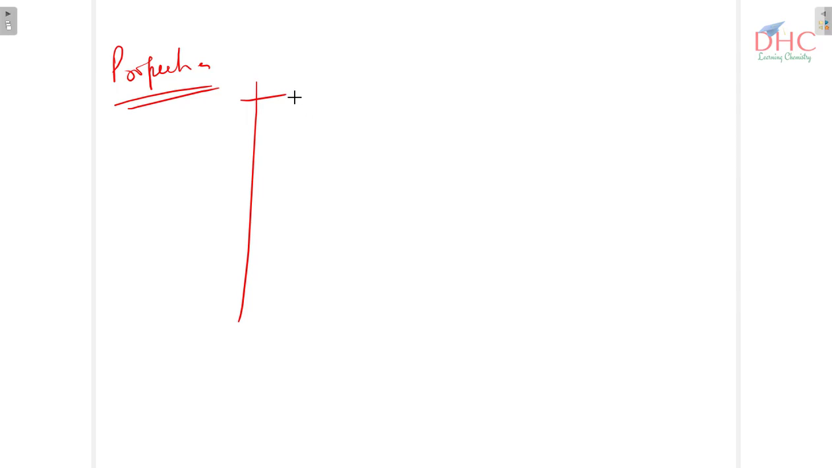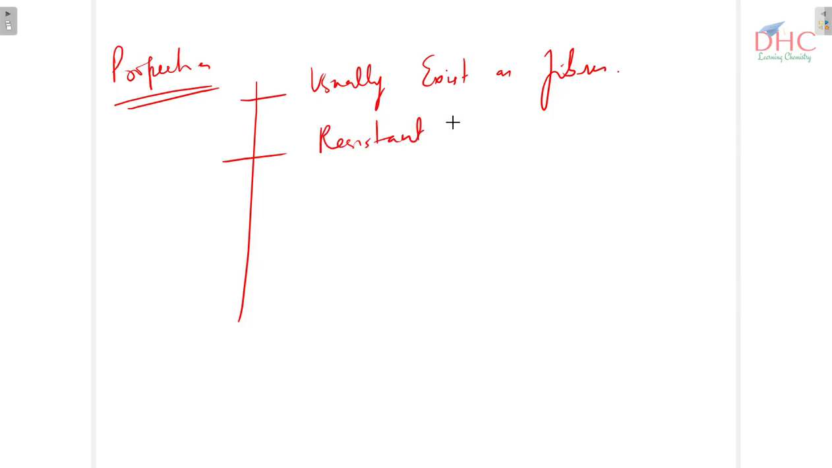Now what are its properties? Properties and uses. ये जो polymer है, it is basically usually exist as fibers. ये fibers में exist करता है. Textile fibers especially, इससे हम बनाते हैं clothes. So it's textile fibers, exist as textile fibers.